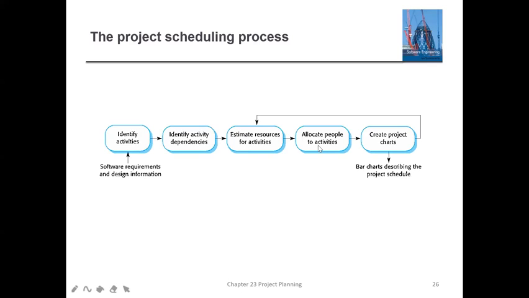Then you are going to allocate people to all the activities or tasks, or to the individual modules. Then you have to create a project chart, which describes the project schedule. Once this is done, if you want some more estimation, just go back to estimating resources for activities and finish assigning all the resource persons to your project. So this is the way of finding out the project scheduling process.